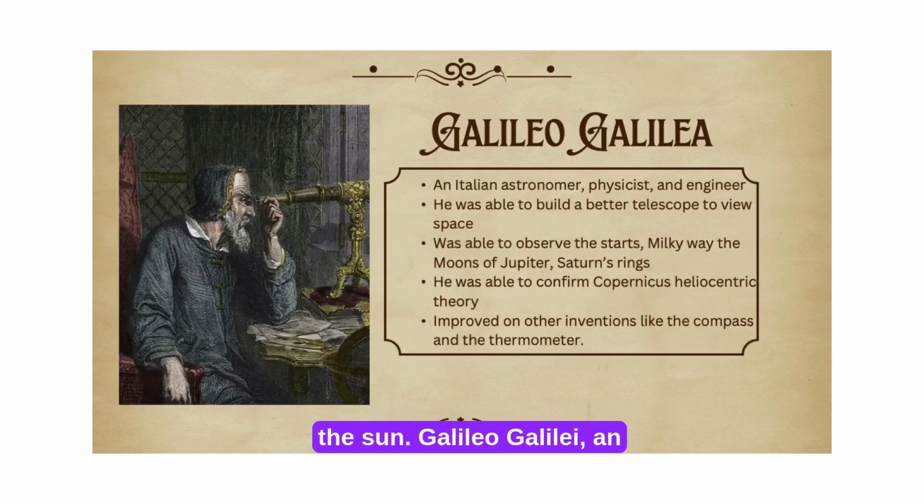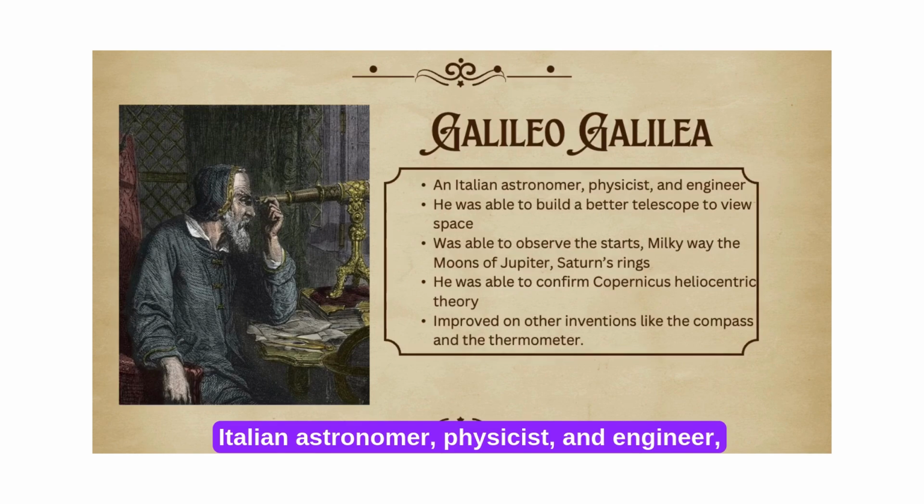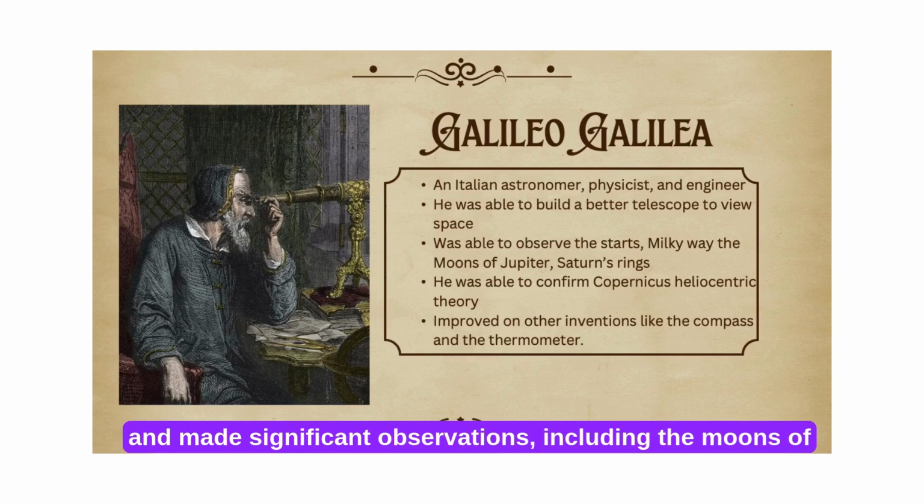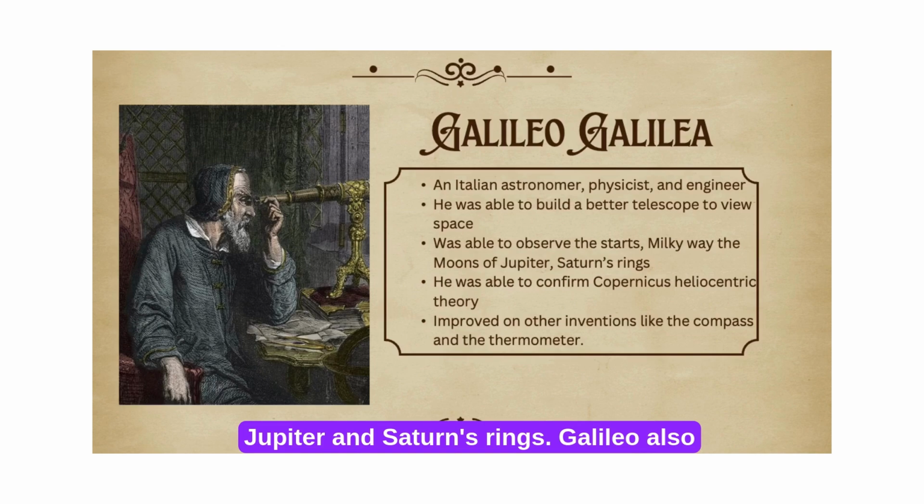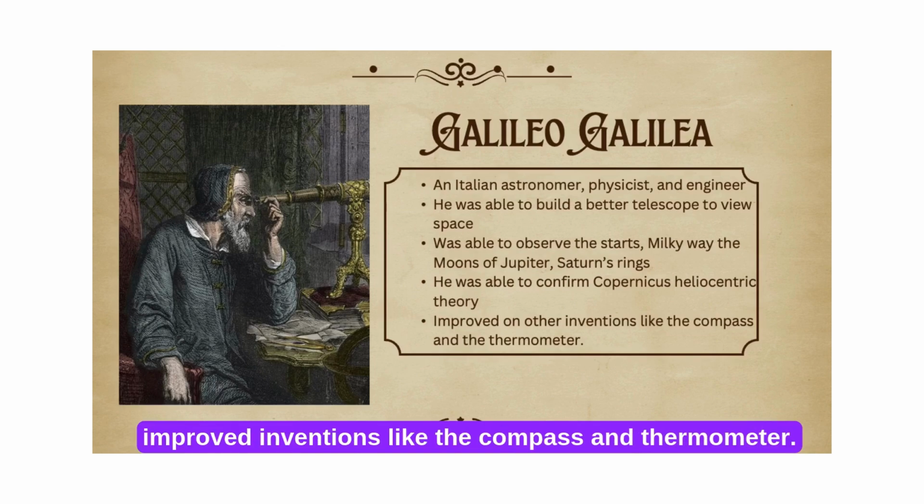Galileo Galilei, an Italian astronomer, physicist, and engineer, built a better telescope to observe space. He confirmed Copernicus's heliocentric theory and made significant observations, including the moons of Jupiter and Saturn's rings. Galileo also improved inventions like the compass and thermometer.